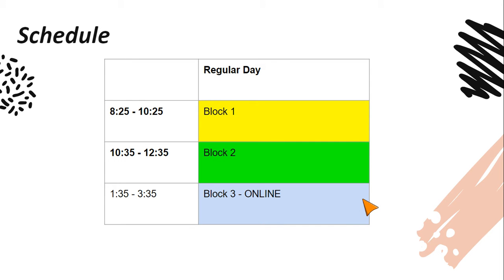This is the regular day at Calc. We have first period from 8:25 to 10:25. Period 2 is 10:35 to 12:35. These two are in person or hybrid. And period 3, 1:35 to 3:35, this is going to be completely online.